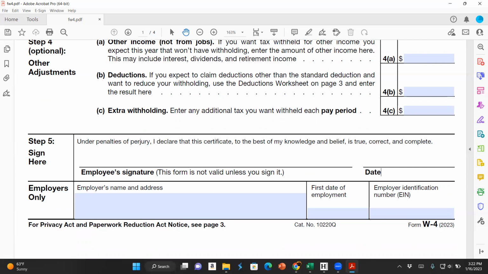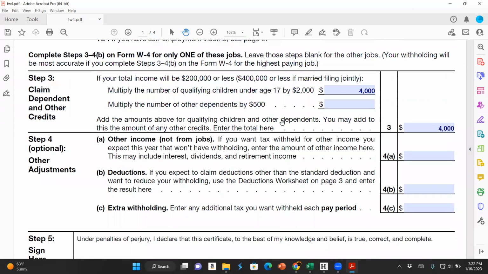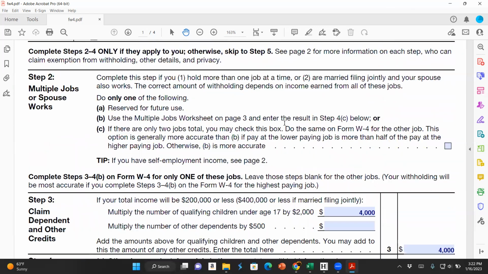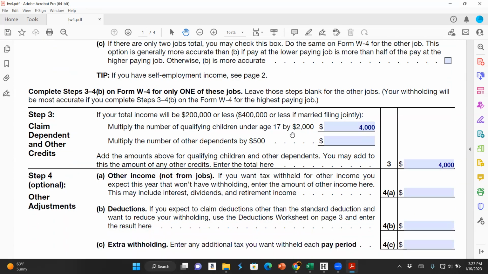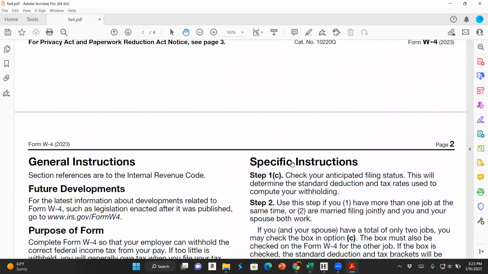Now, let's go back up. Let's say Billy Bob has two jobs, okay? Job number one, Billy Bob makes $30,000. Job number two, Billy Bob makes $50,000. So what we need to do, we need to go to the worksheet on page 4. All right. Let's get scrolling there.